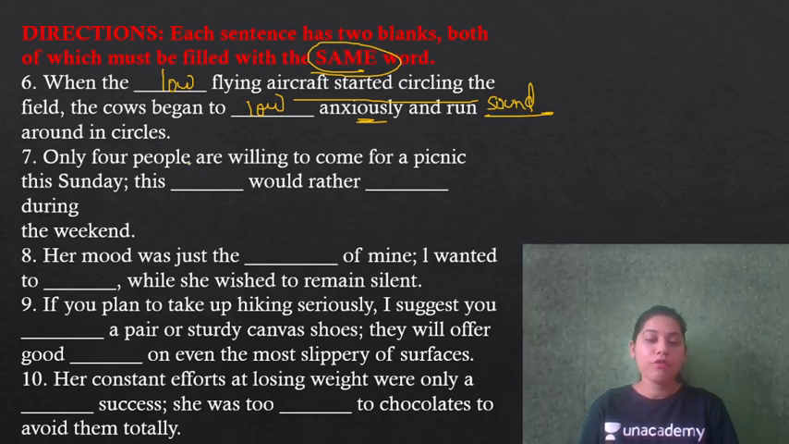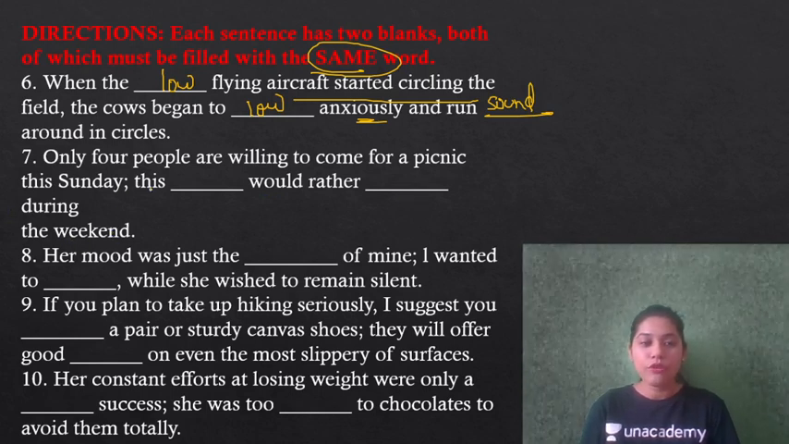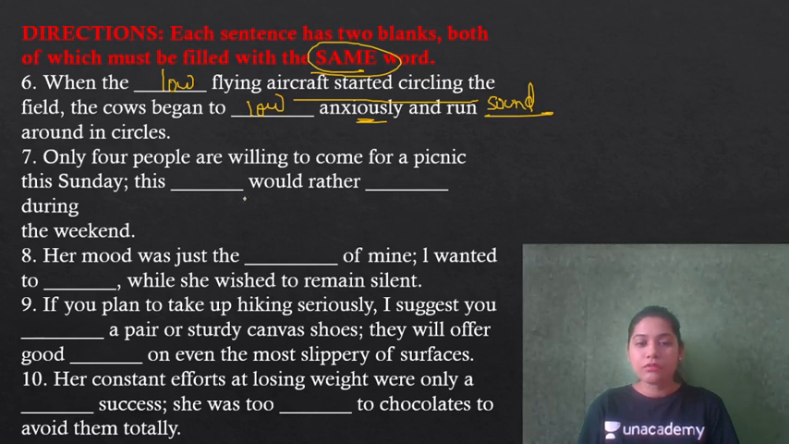Only four people are willing to come for a picnic this Sunday. This dash would rather dash during the weekend. So only four people are willing to come for a picnic this Sunday. And then what do you think? Again, 5 to 10 seconds for you to think.